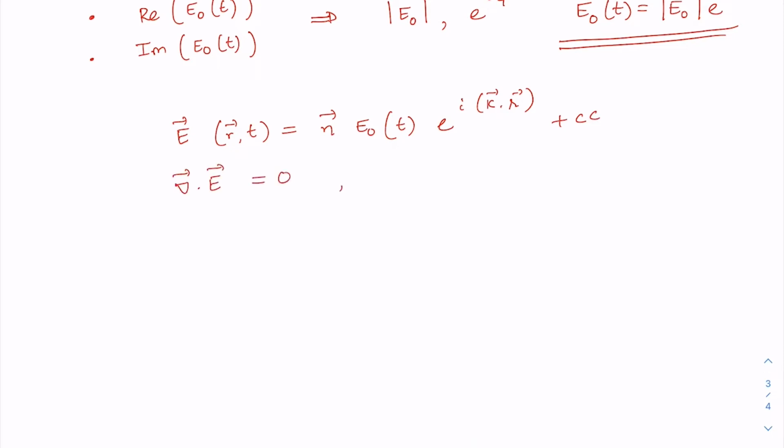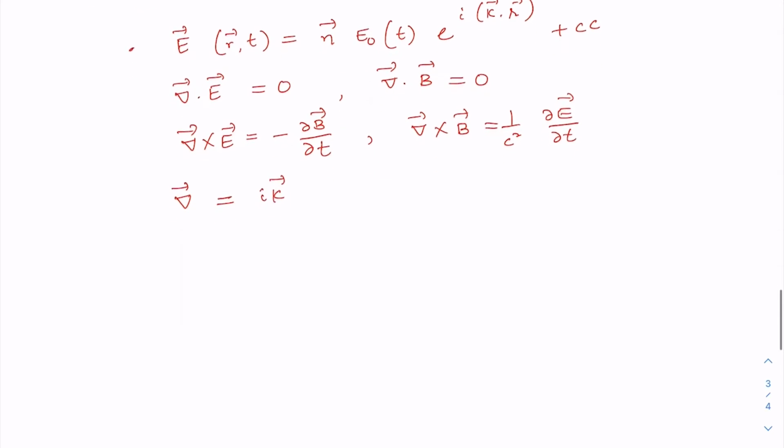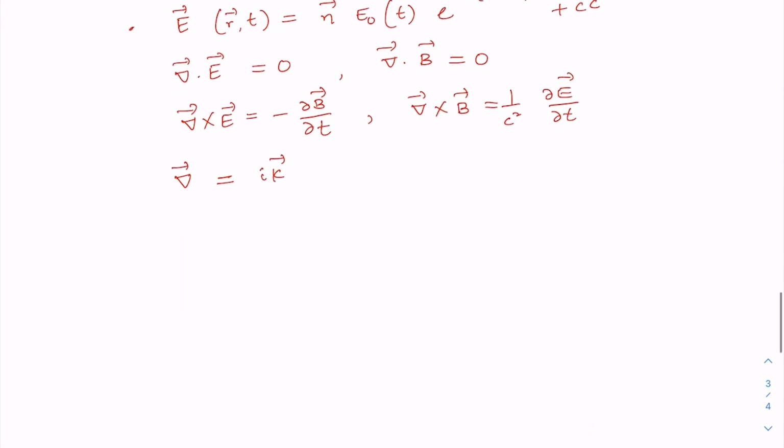Divergence of E is equal to 0, divergence of B is equal to 0, curl of E is equal to minus del B del t, and curl of B is equal to 1 by c square del E del t. By the way, because these are plane wave solutions, one can easily check that del can actually be replaced by ik.